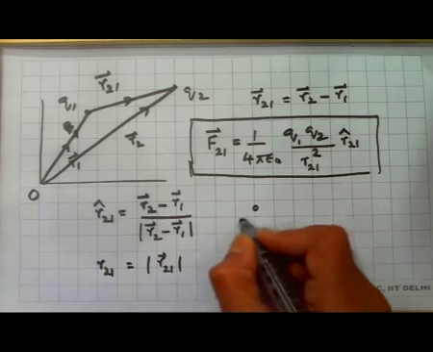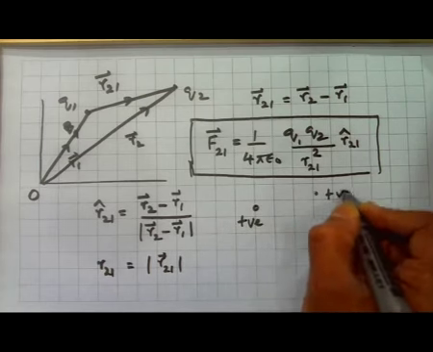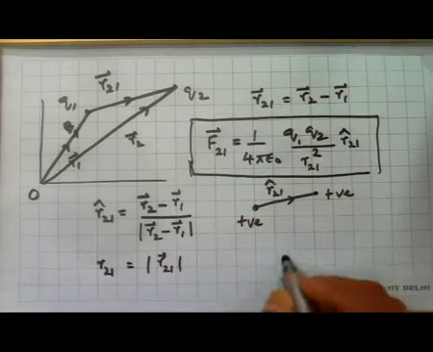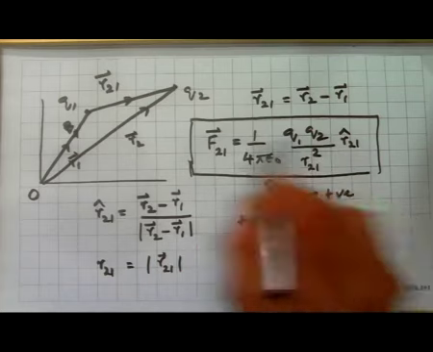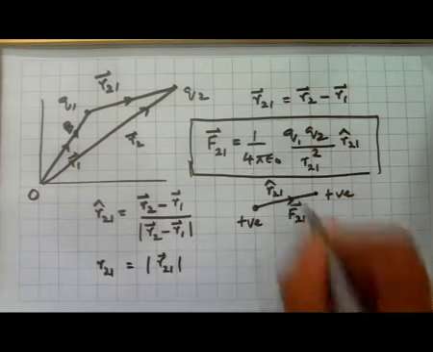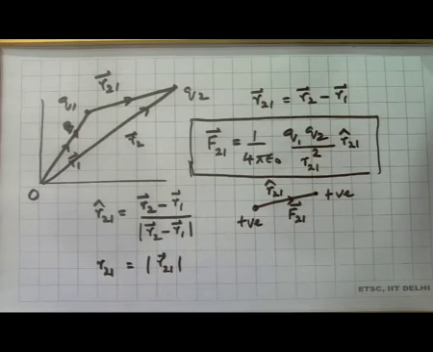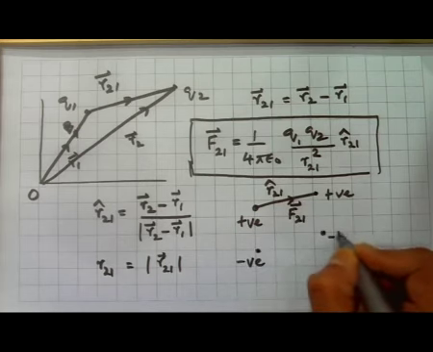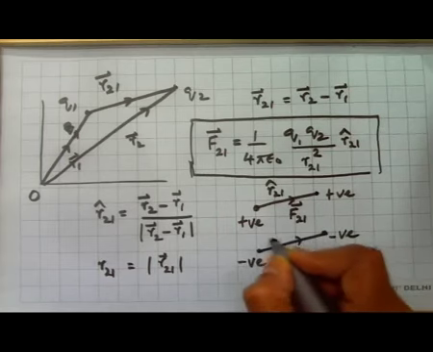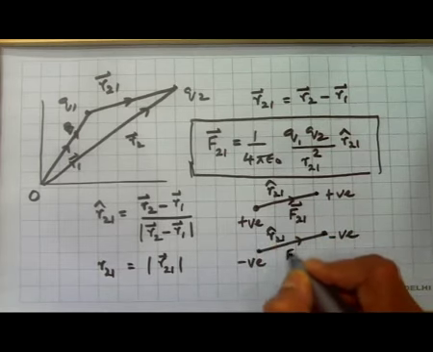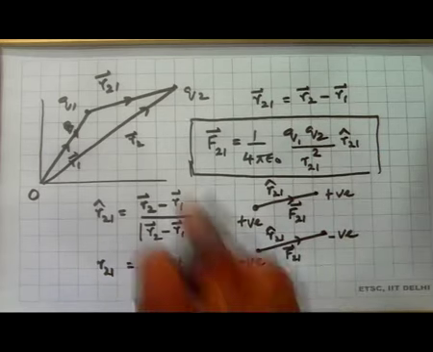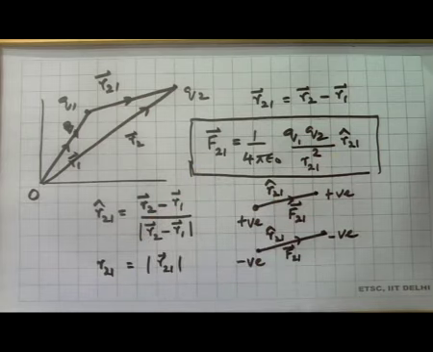So, for example, if both charges were positive, r21 unit vector is like this, and F21 is also like this. That means the force is repulsive. Similarly, if the first charge was negative and the second charge was negative, r21 unit vector is still like this, and F21 also happens to be in the same direction, because both are negative and the force becomes positive with respect to r21 vector. So, again it is a force of repulsion.